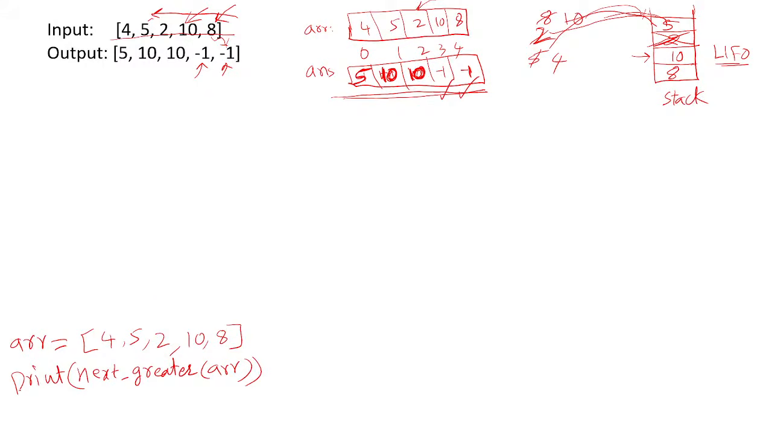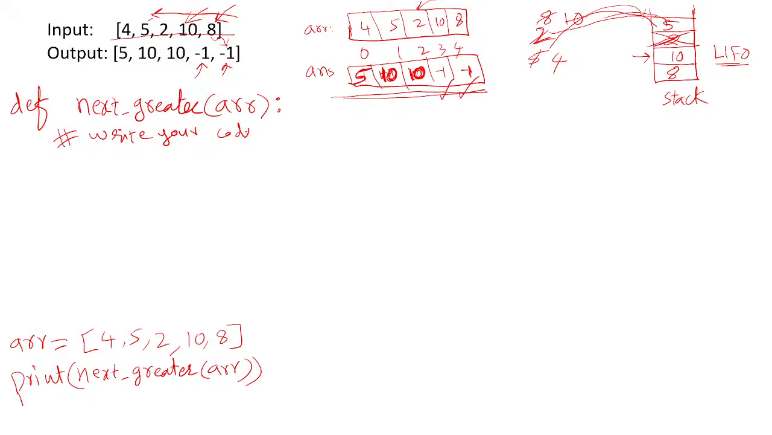Got it? So here what we need to do is write code within this function. Here we define the function next greater, and we are getting the array. You will be given a comment like this: write your code here. This is how it appears. That's it. The input reading, everything, is pre-written. No need to change this.